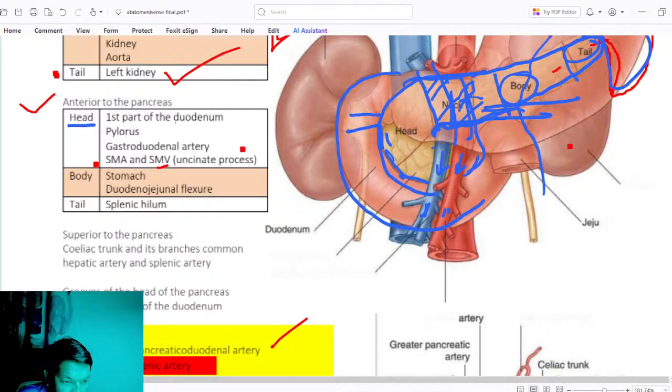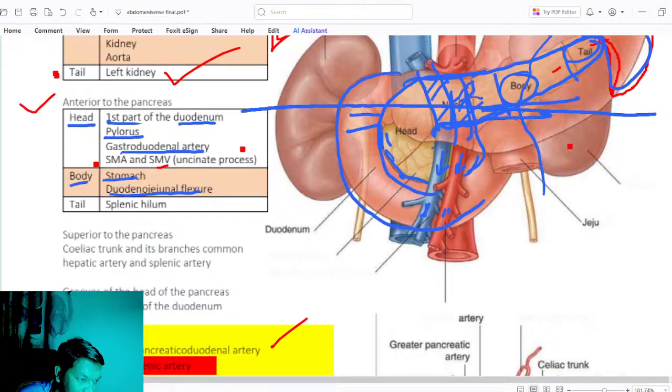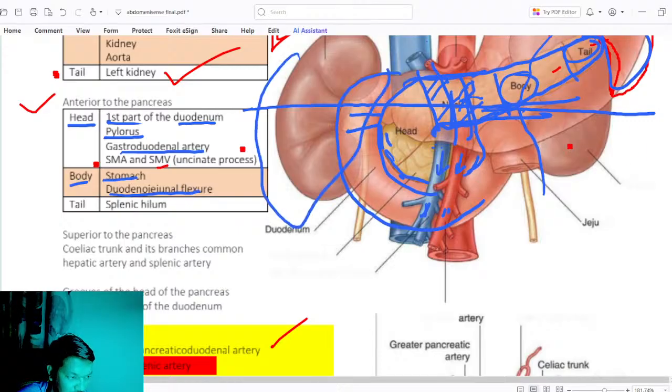Head: first part of the duodenum, pylorus of the stomach, gastroduodenal artery. Which artery bleeds in peptic ulcer disease? Gastroduodenal artery. Yeah. And the body: anterior to the body will be the stomach and duodenal flexure. Remember, in the transpyloric plane, what are the flexures we got? Hepatic flexure, splenic flexure. Okay. And the tail with the splenic hilum.